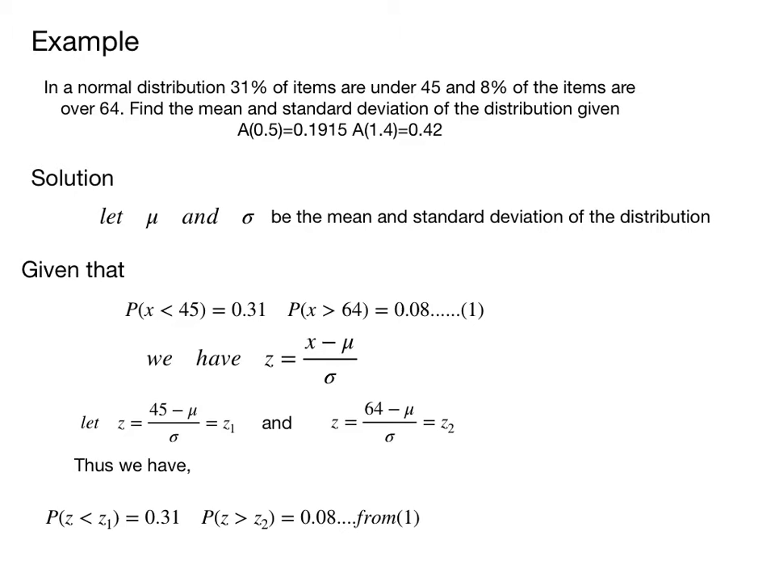And the question is, in a normal distribution, 31% of items are under 45 and 8% of items are over 64. Find the mean and the standard deviation. So as usual, we'll assume let mu and sigma be the mean and the standard deviation of the distribution. Here the given condition is 31%, that is a probability, of items are under 45.